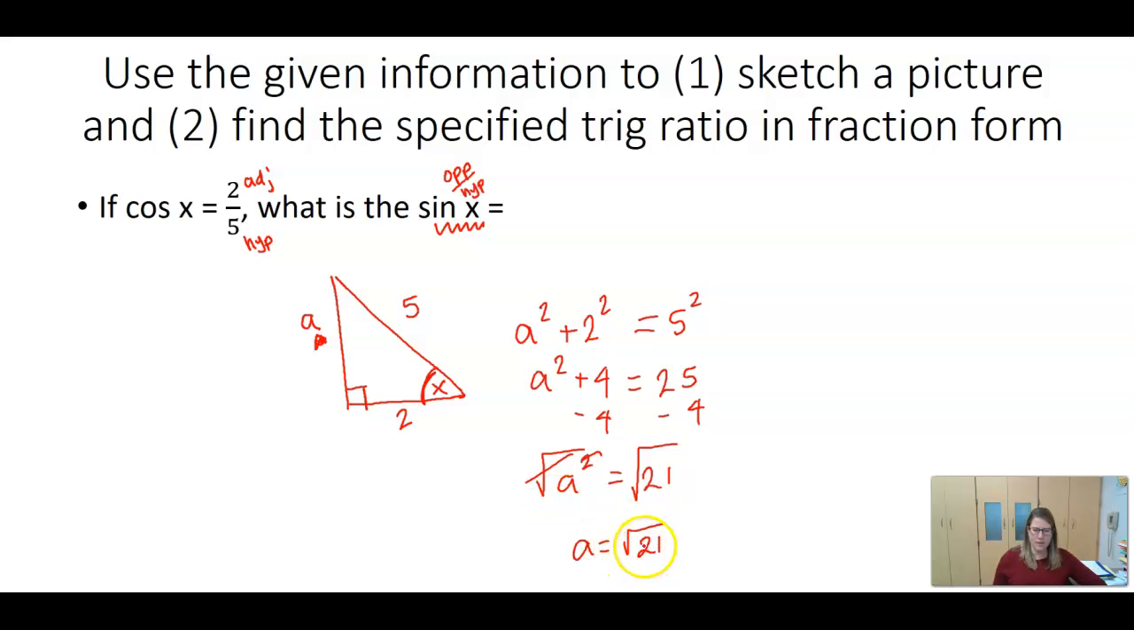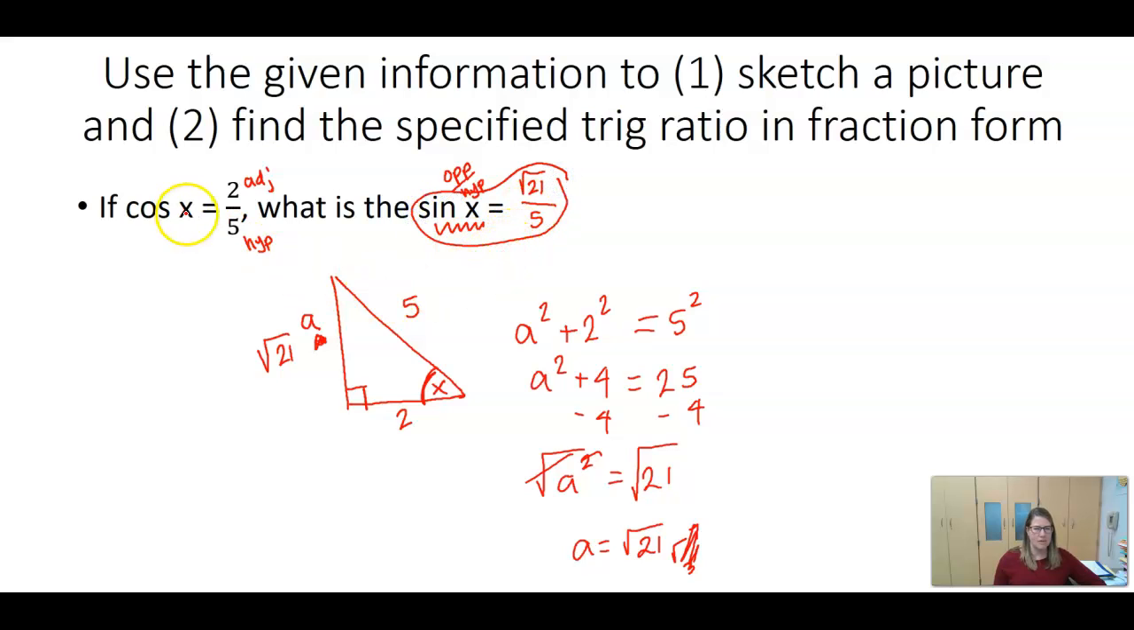Now I know 21 is not a perfect square. I know it's not going to break down further because it's 7 times 3, and those are both prime numbers with no pairs. So I'm actually just going to leave it in exact form. I'm not going to change it to decimal form here. I'm going to leave it as square root of 21. So now the sine of x is equal to the opposite side, which is the square root of 21, over the hypotenuse, which is 5. So that's what I wanted to find.